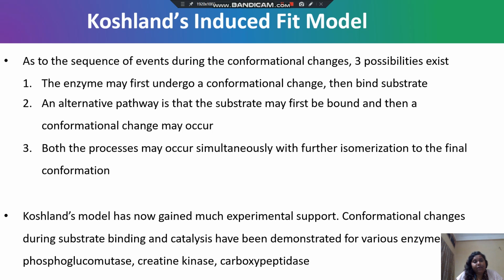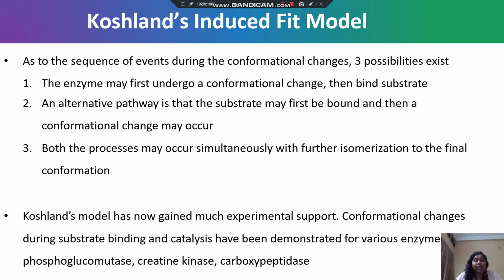As to the sequence of events during the conformational changes, three possibilities exist. That is, the enzyme may first undergo a conformational change, then bind substrate. Secondly, an alternative pathway is that the substrate may first be bound and then a conformational change may occur. Thirdly, both the processes may occur simultaneously with further isomerization to the final conformation.